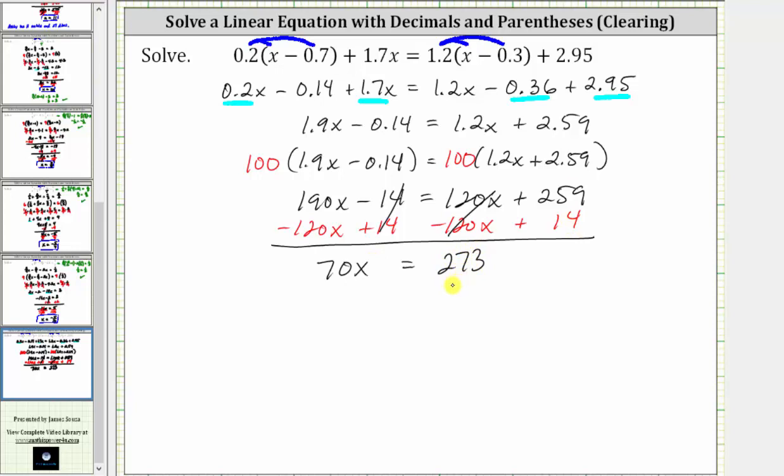And now for the last step, we multiply or divide to solve for x. And since 70x means 70 times x, to undo the multiplication, we divide both sides by 70. Simplifying, 70 divided by 70 simplifies to 1. 1 times x is x. We have x is equal to 273 divided by 70. And now we need to find this quotient. Let's set this up as long division.